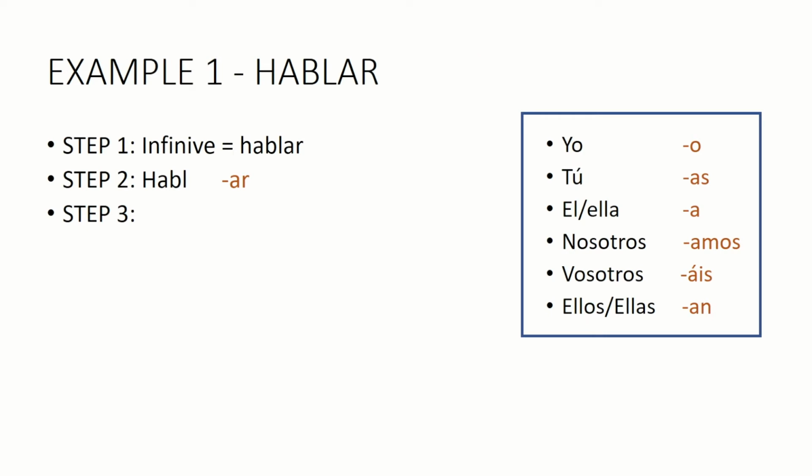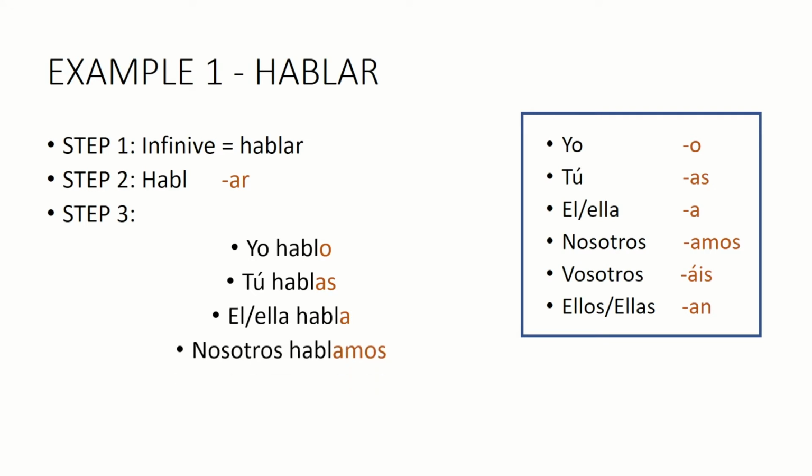Hablar. Hablar means to speak in Spanish. So step number one, we identify the verb. Step number two, we drop the ending, that being the last two letters of the word, and then we end up with the beginning of the word, and then we're going to add the endings that are on the right hand side of the screen. So it'll be yo hablo, tú hablas, él, ella habla, nosotros or nosotras hablamos, vosotros or vosotras habláis, ellos or ellas hablan. Okay, pretty easy.